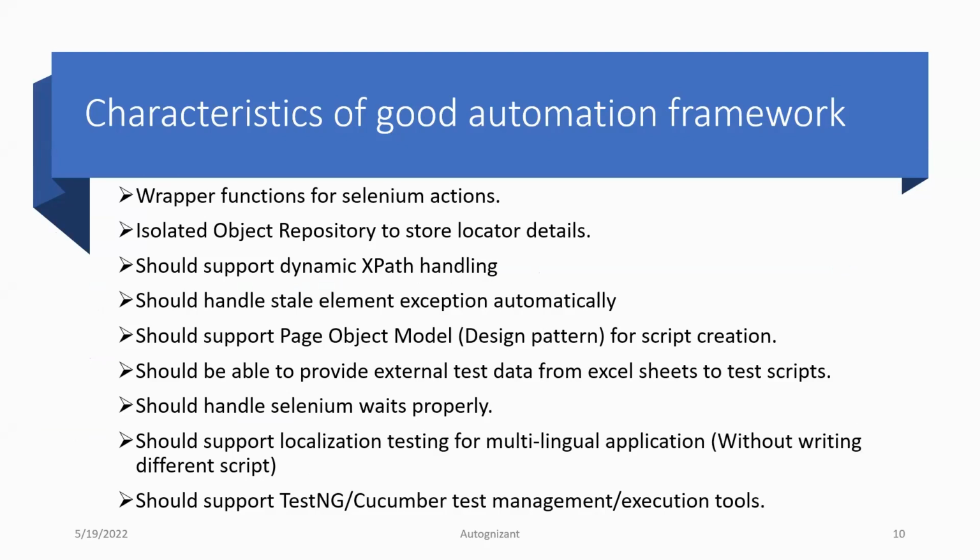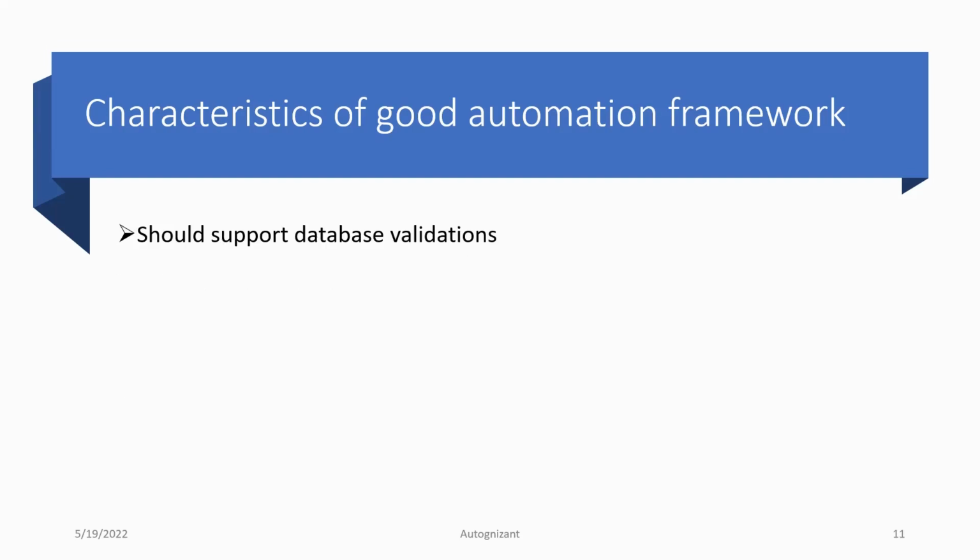The automation framework should also support TestNG or Cucumber test management and execution tools. With the help of these tools, we manage our test scripts, and we can report our test execution results. It should support database validations. Sometimes we might need to verify records in a database after performing web operations. So there should be a utility which will interact with the database and perform validations.